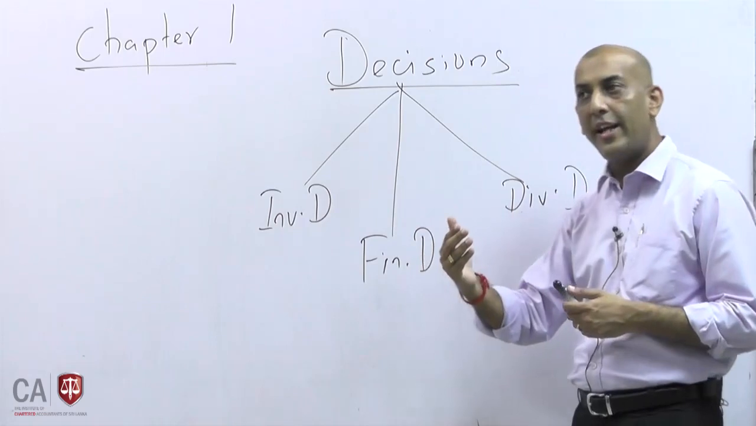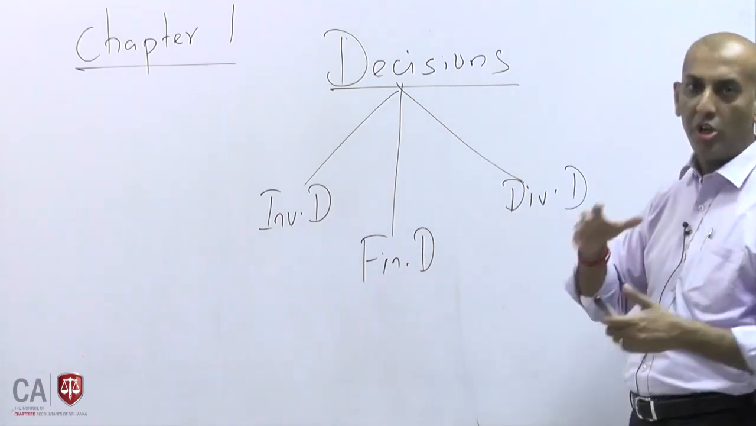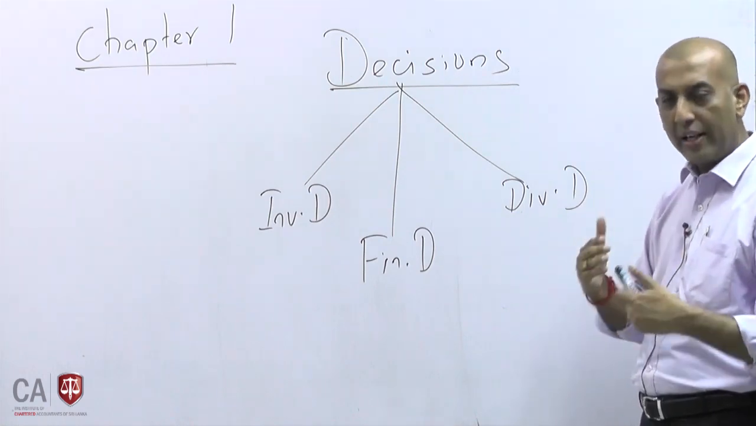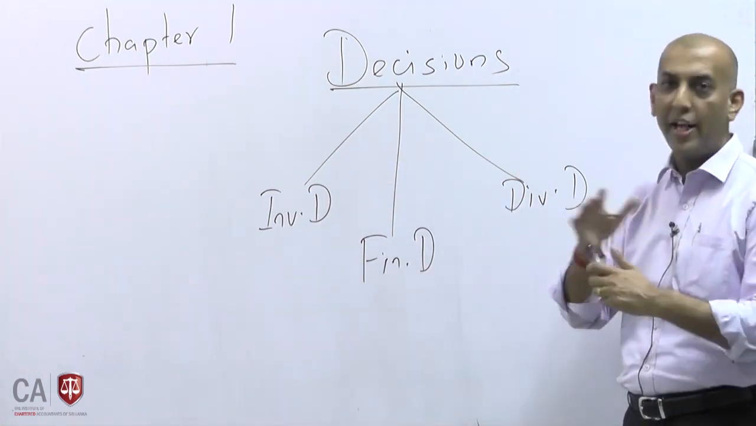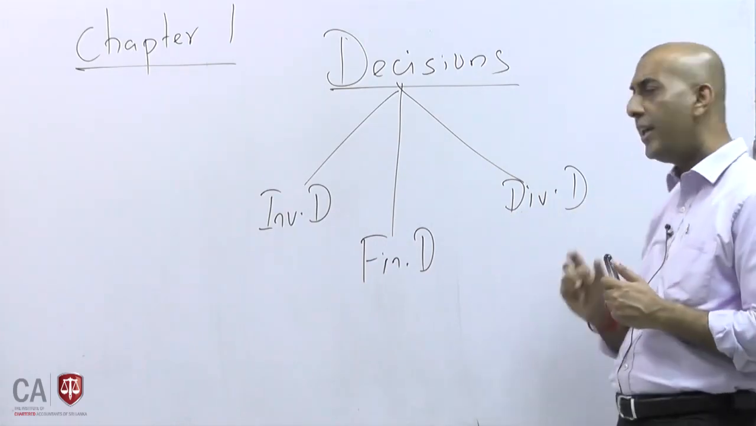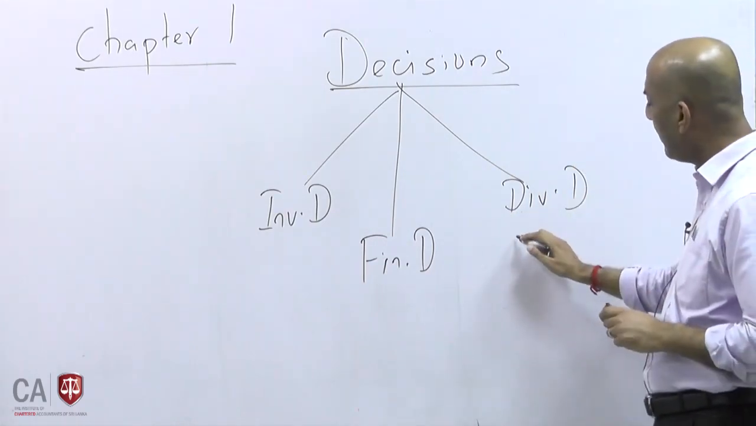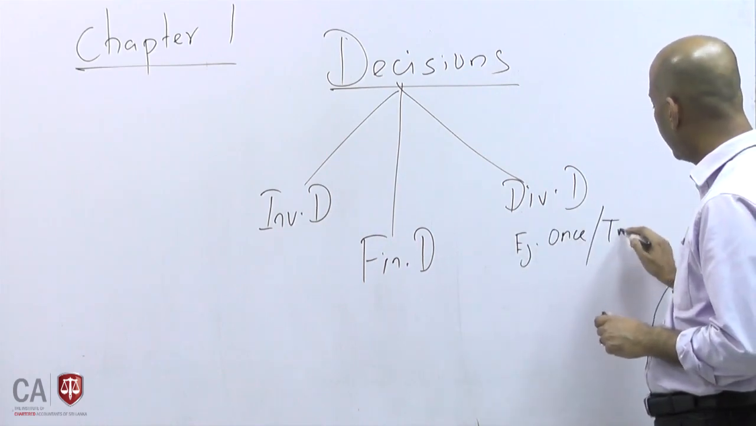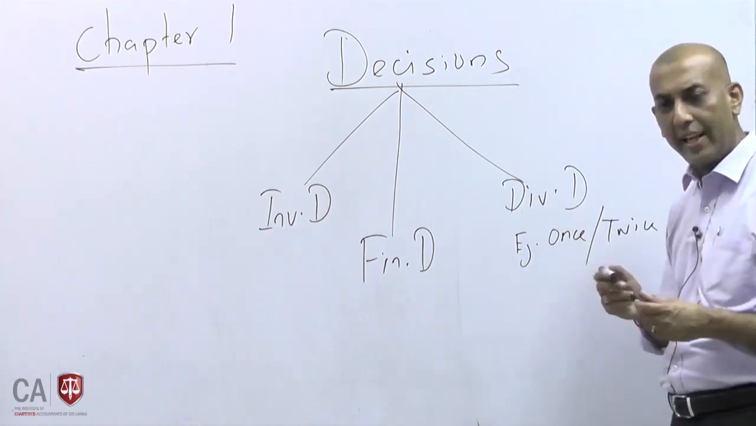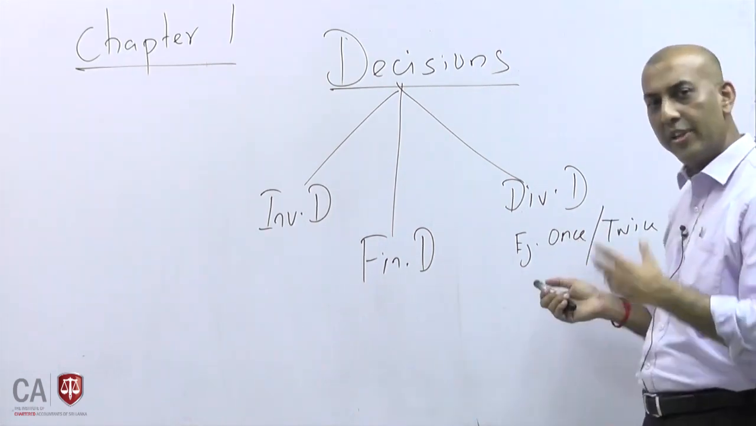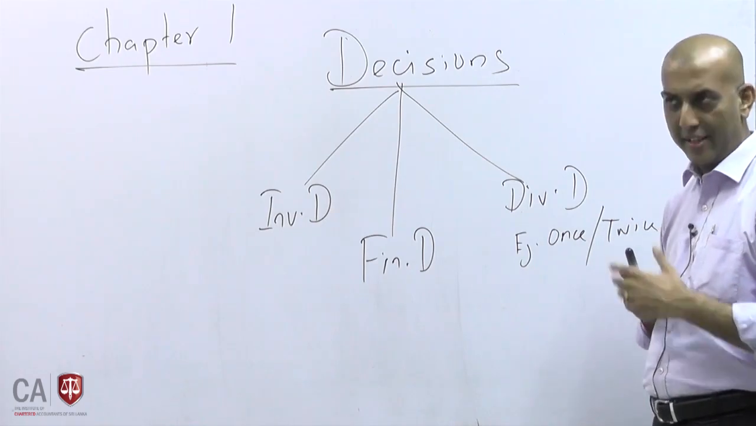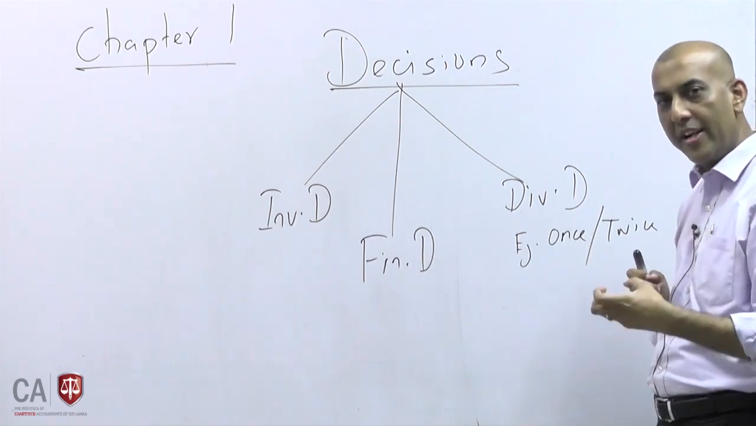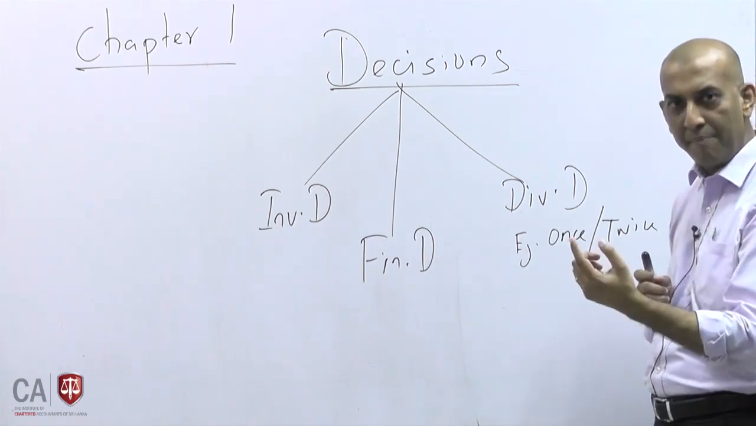How frequently you make each of the decisions depends on your organization and can vary. But definitely, these three decisions are made in any organization. The dividend decision is made less frequently, for example, once or twice. We could easily say that dividend decisions are made once or twice a year. That is how much of the profits you distribute to the shareholders as dividends. That dividend decision you might make once a year or twice a year.